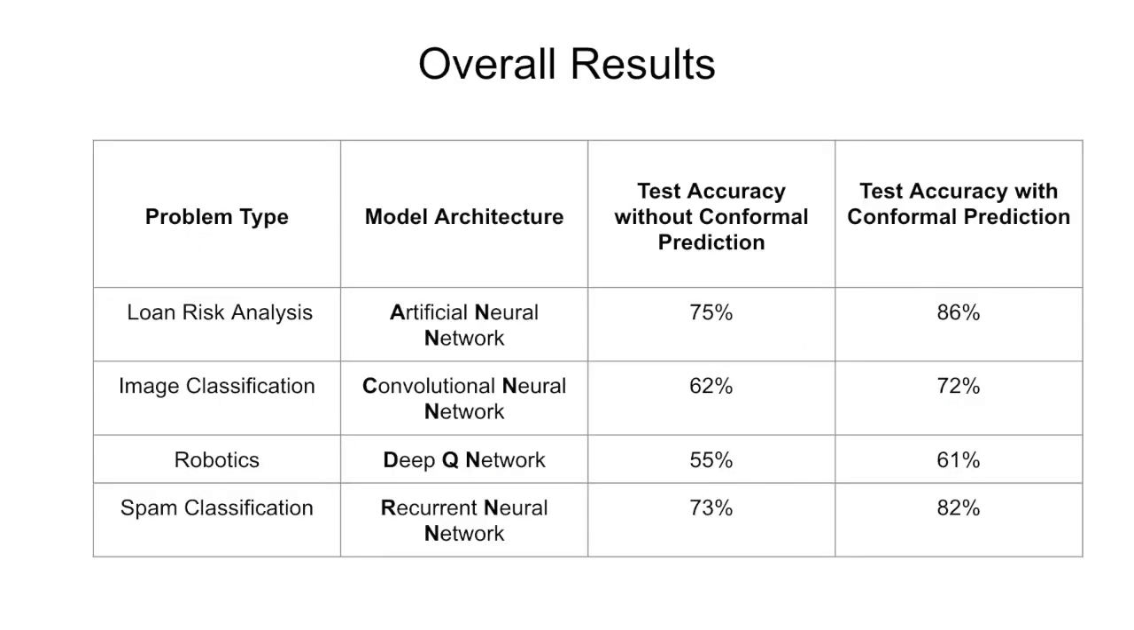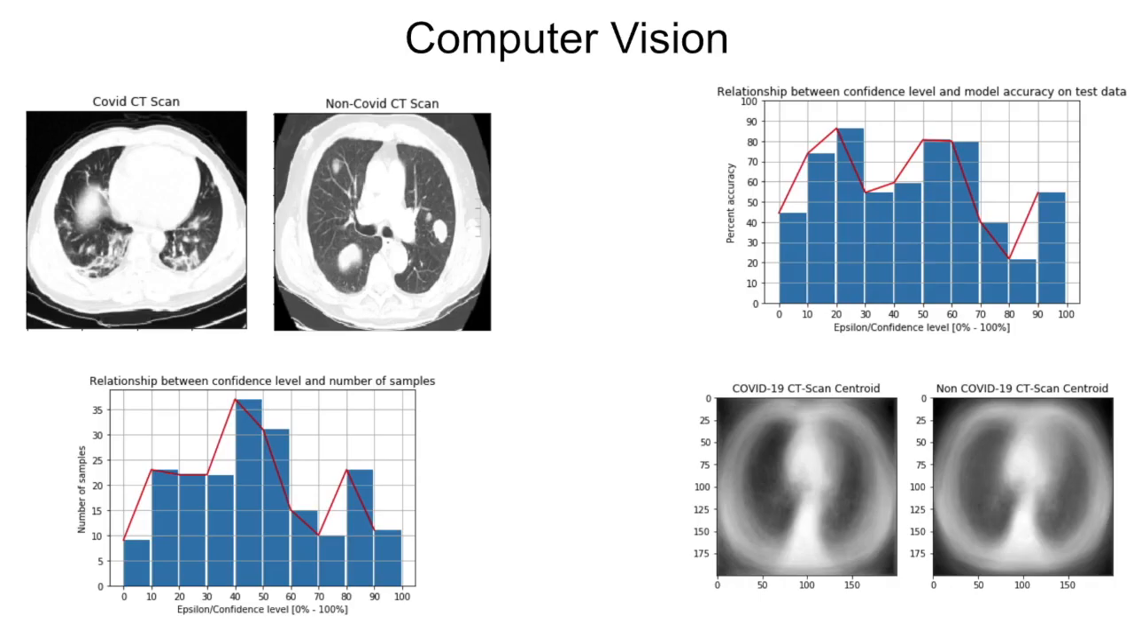We've used our model in various applications, such as image classification, sequence prediction, robotics, and risk analysis. And as you can see on the table, leveraging our techniques via conformal prediction generated better results in every case. So without further ado, let's showcase some of our results using conformal prediction.